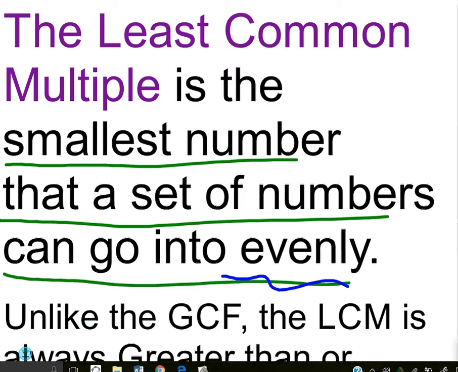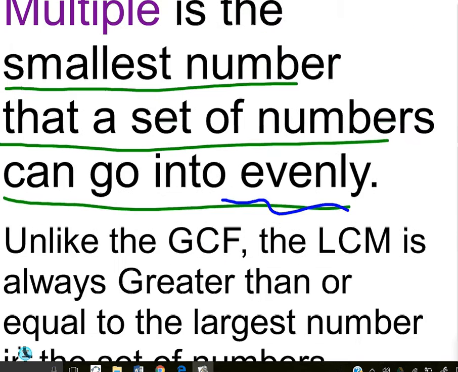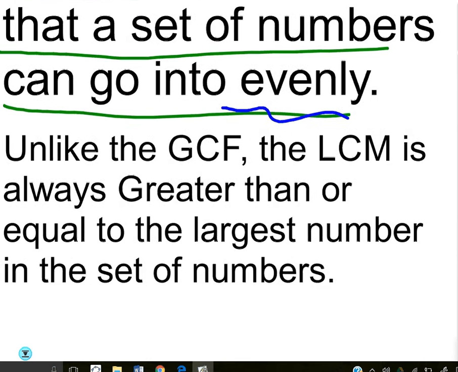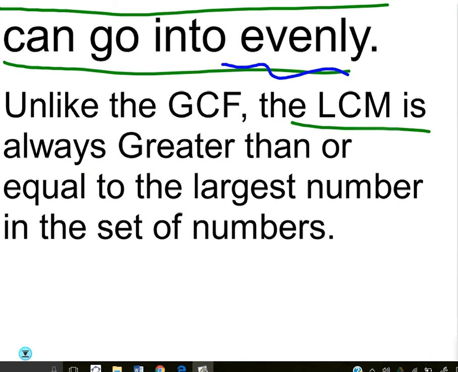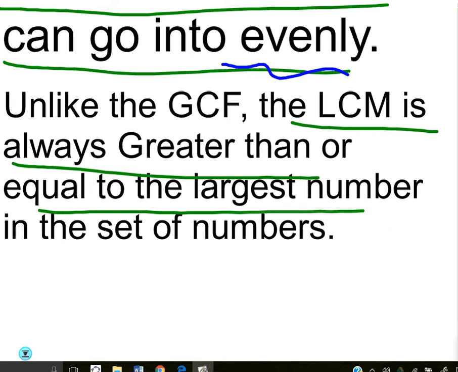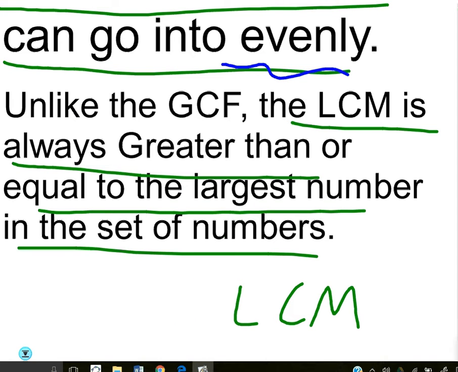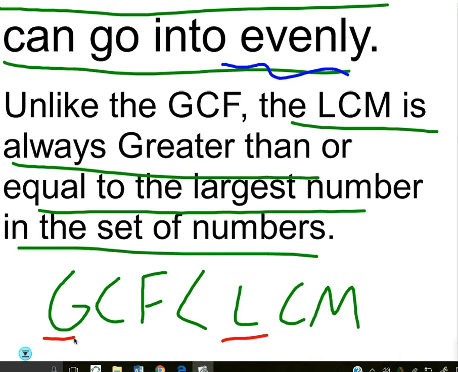Usually it's going to be bigger than the set of numbers, but the smallest it could be is the actual biggest number. Unlike the GCF, the LCM is always greater than or equal to the largest number in the set of numbers. You don't have to write that down, but just know that, okay? LCM is bigger than GCF. You could write this down. LCM is bigger than GCF. And again, maybe to remember that, L comes after G in the alphabet.